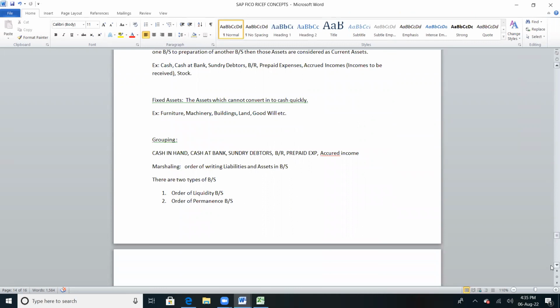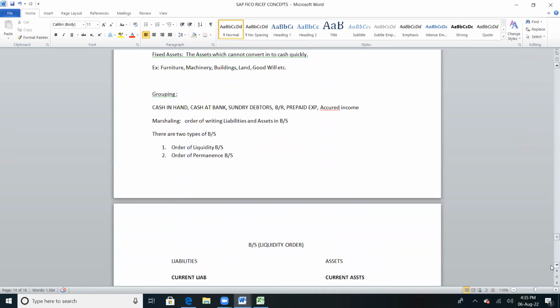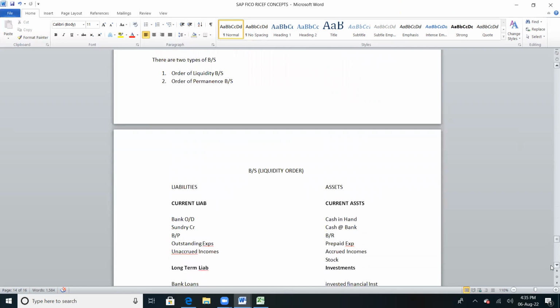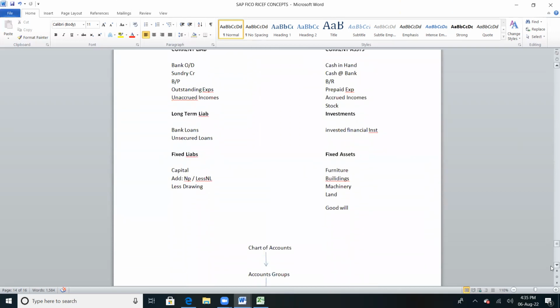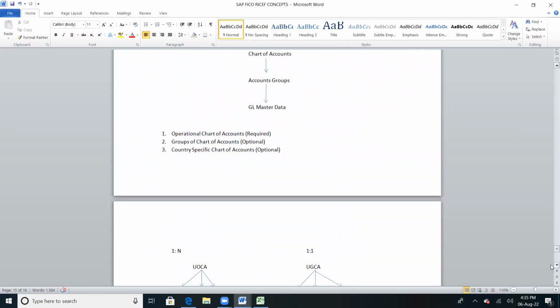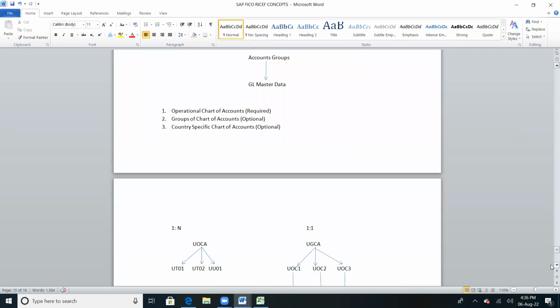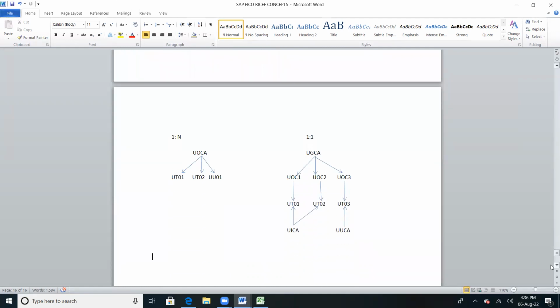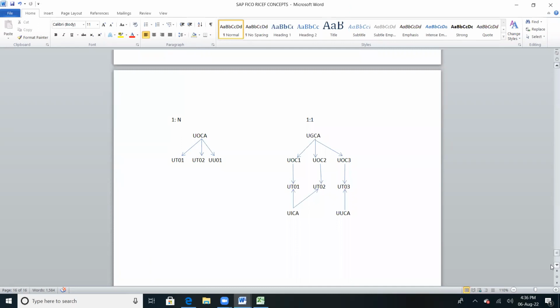And try to understand the types of chart of accounts: 1:n methodology, 1:1 methodology. Clear? In this particular project, we are going to have 1:n methodology. And I'll show you the 1:1 methodology also. Just check out the operational chart of accounts. Clear? Any questions till here?